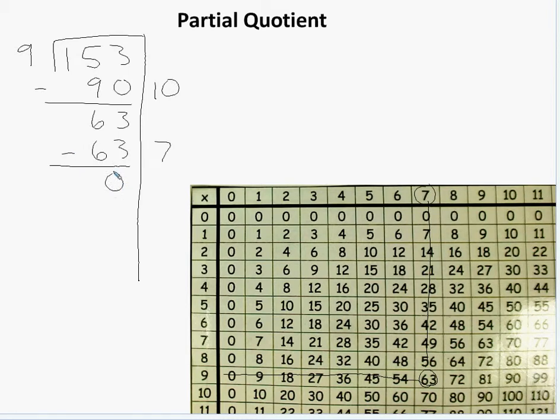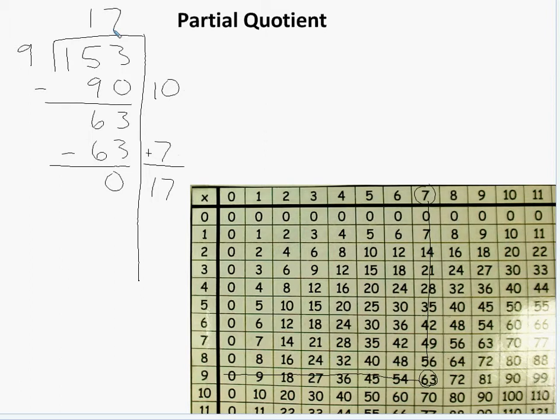The only thing left to do is, like before, count. I'm going to go ahead and add. I did it 10 times right here, and I did it 7 times right here. That equals 17 times. So 153 divided by 9 equals 17.